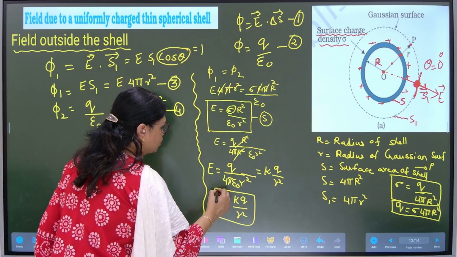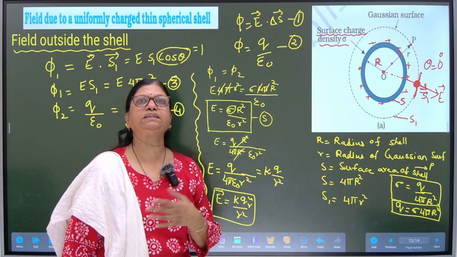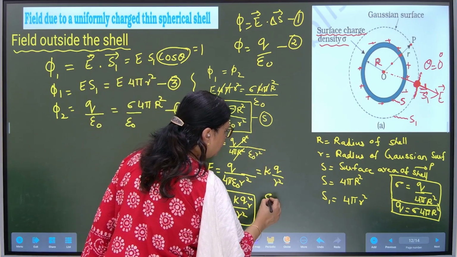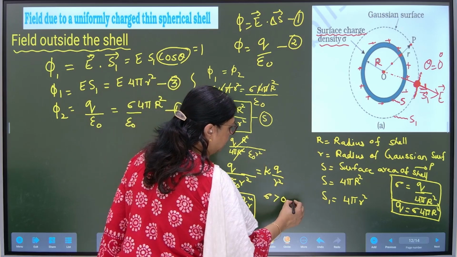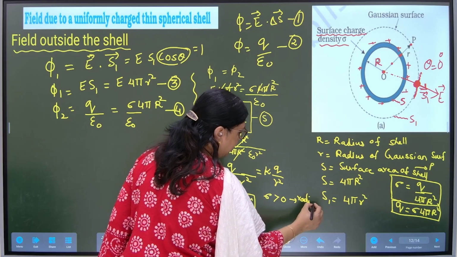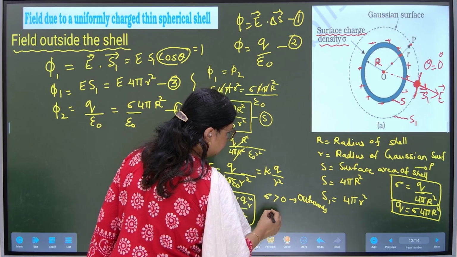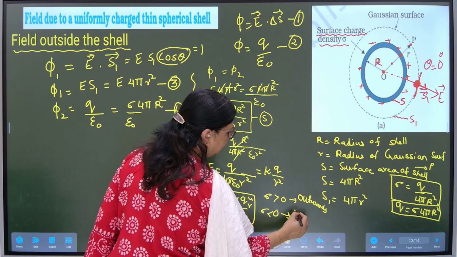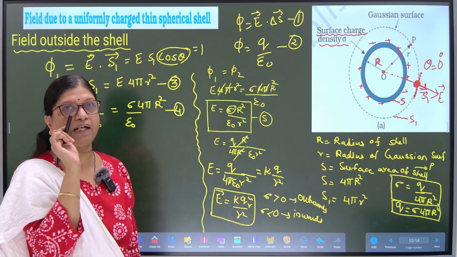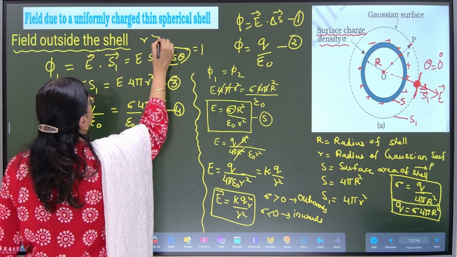Fine. Now what about the direction? We can just put an arrow here. We can put an r cap here. r cap is the unit vector which will tell us the direction of the electric field. As usual, if sigma is greater than 0, then the direction of r cap is radially outwards. And if sigma is less than 0, then radially inwards. Now remember, this question can also be asked with one more mathematical expression without saying field outside the shell. It can be simply asked with r greater than R.